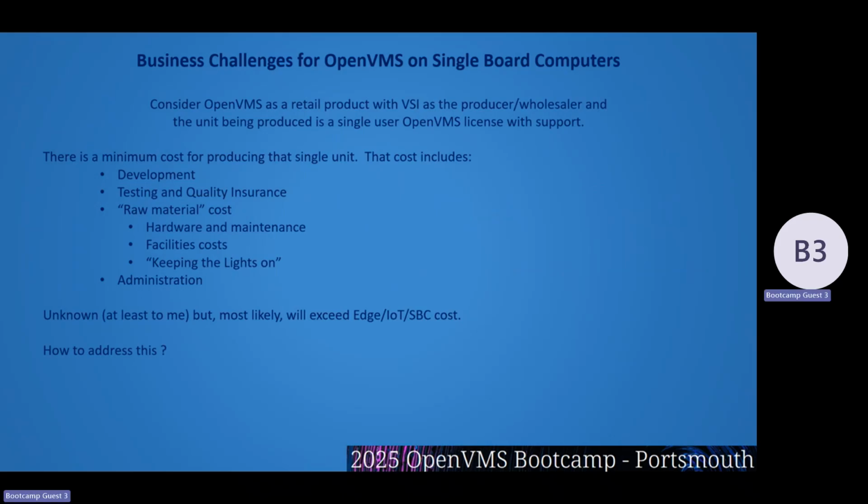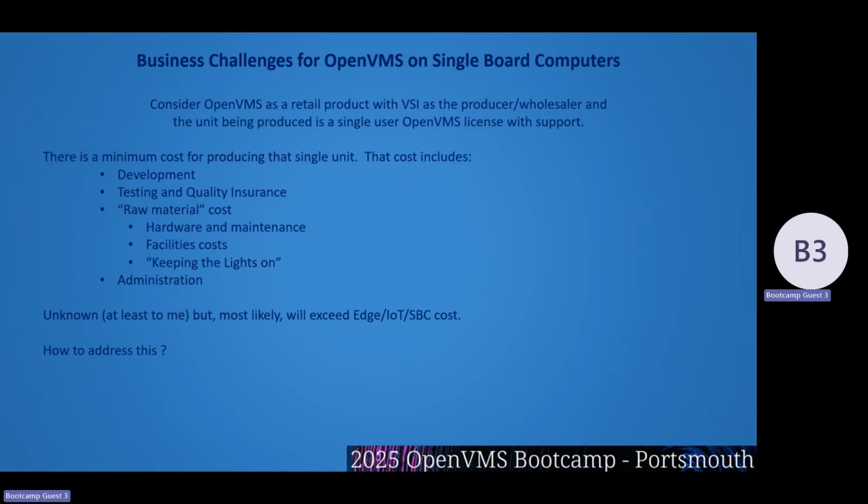Another way of looking at it is consider OpenVMS as a retail product with VSI as the producer wholesale. And the unit that you're producing is a single user OpenVMS license with support. There is a minimum cost to producing that object, that widget. That cost includes development, testing, and quality assurance, not quality insurance. Although maybe in the case of VMS, it is insurance.